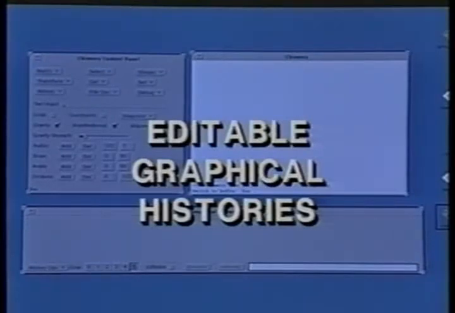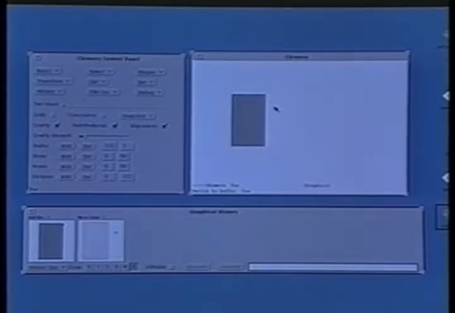We have also developed a new visual representation for commands in a graphical user interface. This representation is called Editable Graphical Histories. At the top right of the screen is a Chimera editor window. To its left is a control panel, and below is a graphical history window. As I draw in the editor window, panels appear in the history window below. The history follows a comic strip metaphor, where important events are distributed over a sequence of panels.